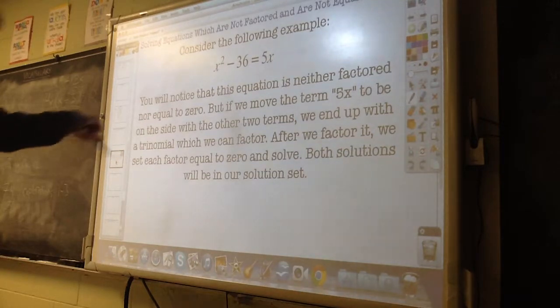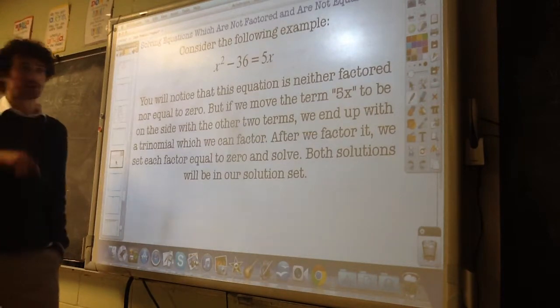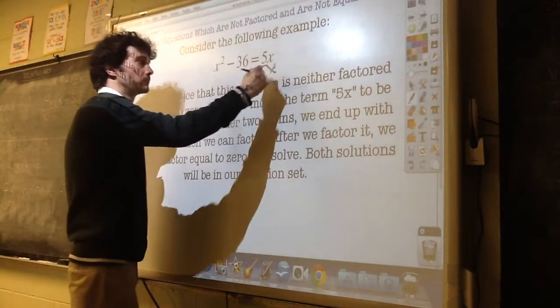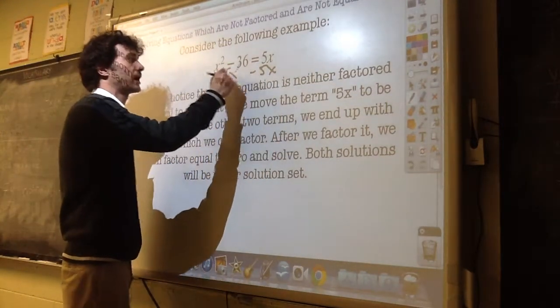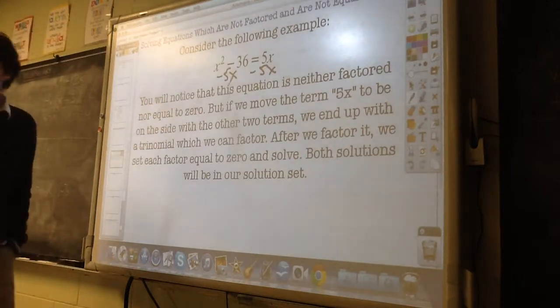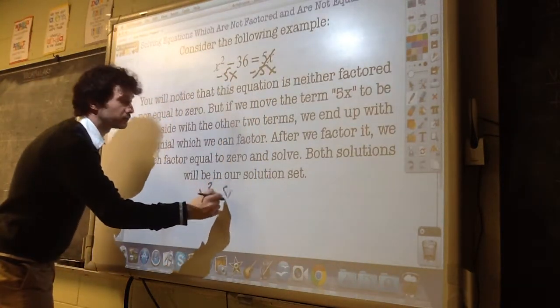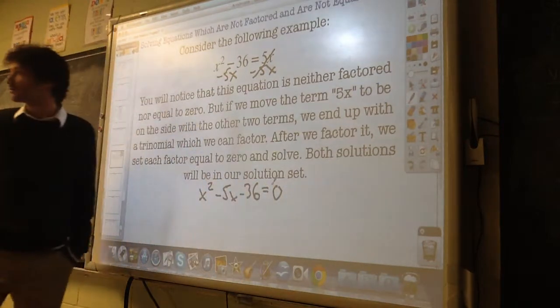That's exactly what I'm going to do. I can make this look like the last problem I worked. You just put that 5x in between the x squared and the negative 36. Very good, Kai. So if I subtract 5x from both sides, then I end up with x squared minus 5x minus 36 equals 0, and now it looks like the problems I worked before.